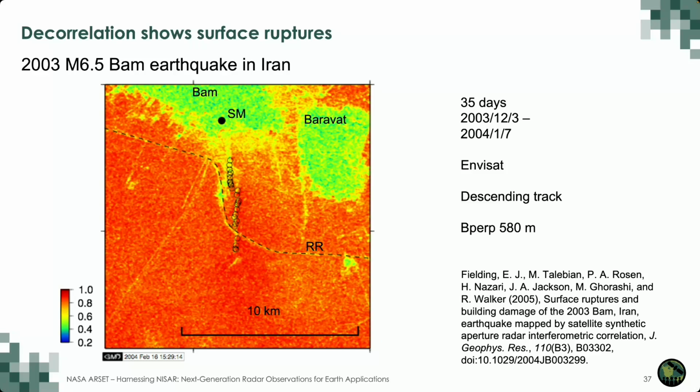The geologists there in Iran were trying to find where the fault rupture might have been. We sent them this map, and they were able to go to the field. This was basically a desert area that nobody ever went to, and find these surface ruptures marked by these circles at the locations where there was this decrease in the coherence in the interferogram.